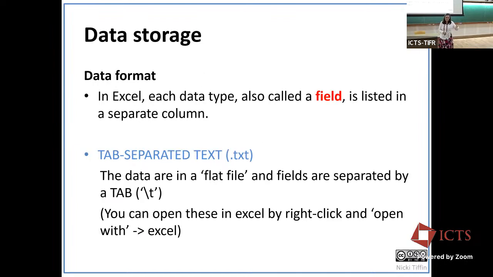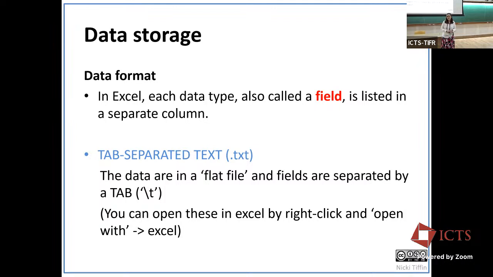So in Excel, each of those data types is called a field, and it's listed in a separate column. And this is just about also using consistent language. So some people call them variables, some people call them fields, data points. And in a tab separated file, those are flat files, and the fields are separated with a tab, which personally I quite like because I find it very parsable when I code with a \T. But you can open those files just with a right click and opening them in Excel as well.